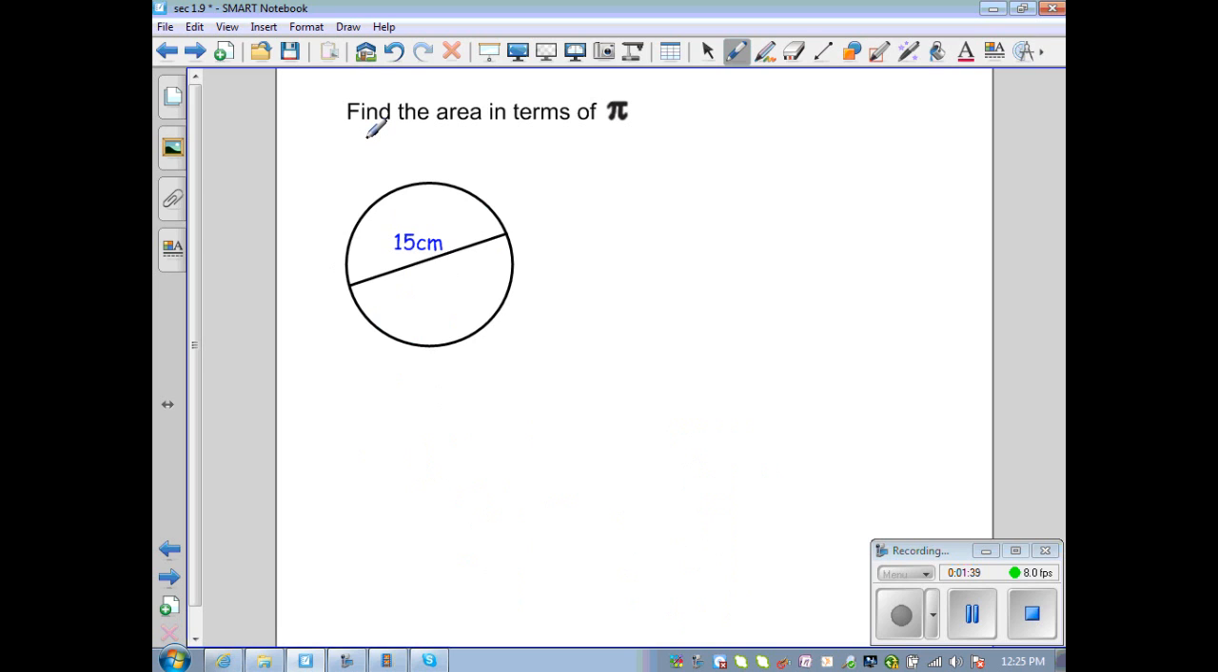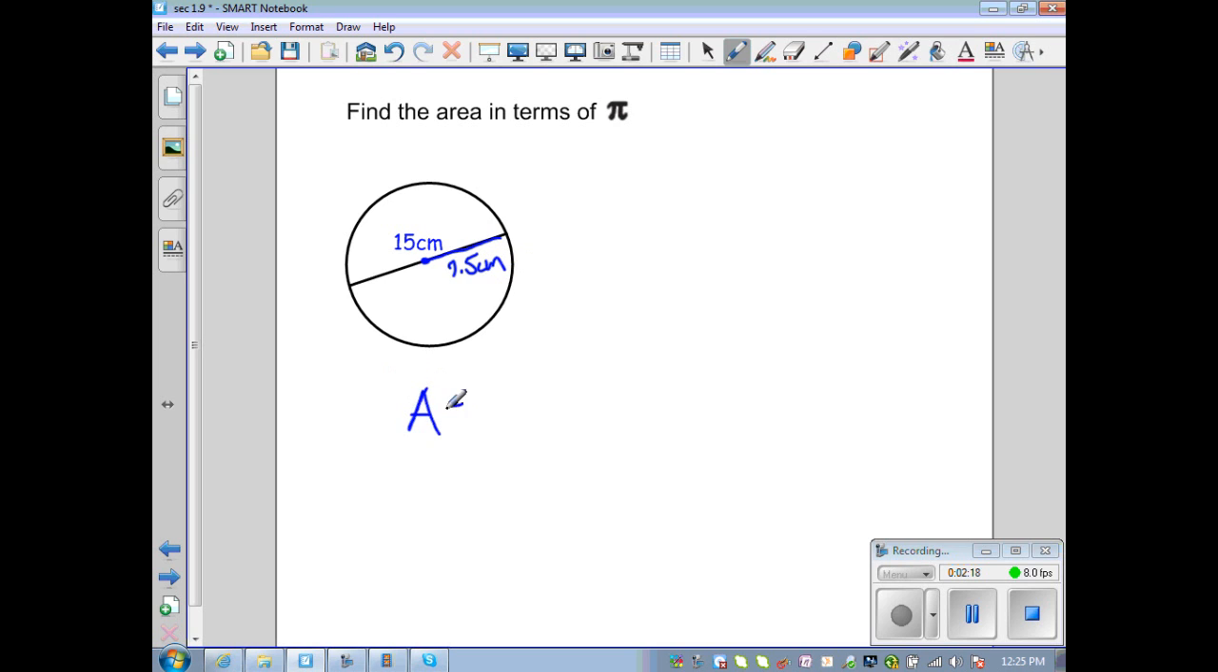Here, we want to find the area in terms of pi. We're going to be given a diameter of 15 centimeters. So if I did want to find the radius, all I'd have to do is take 15 and divide it by 2, which will give me 7.5 centimeters.